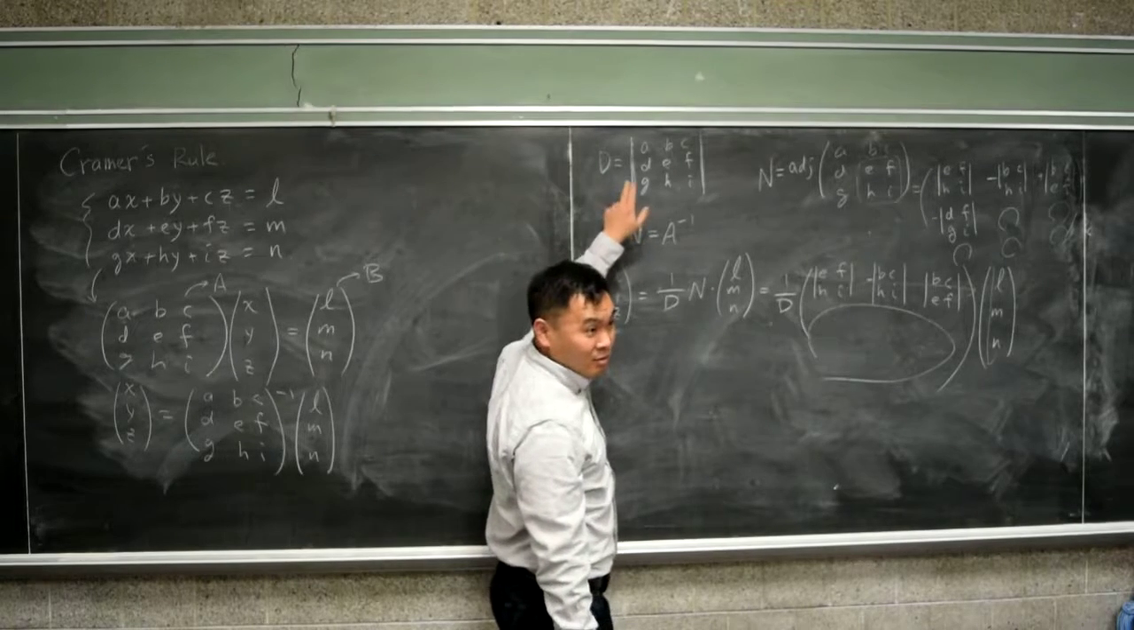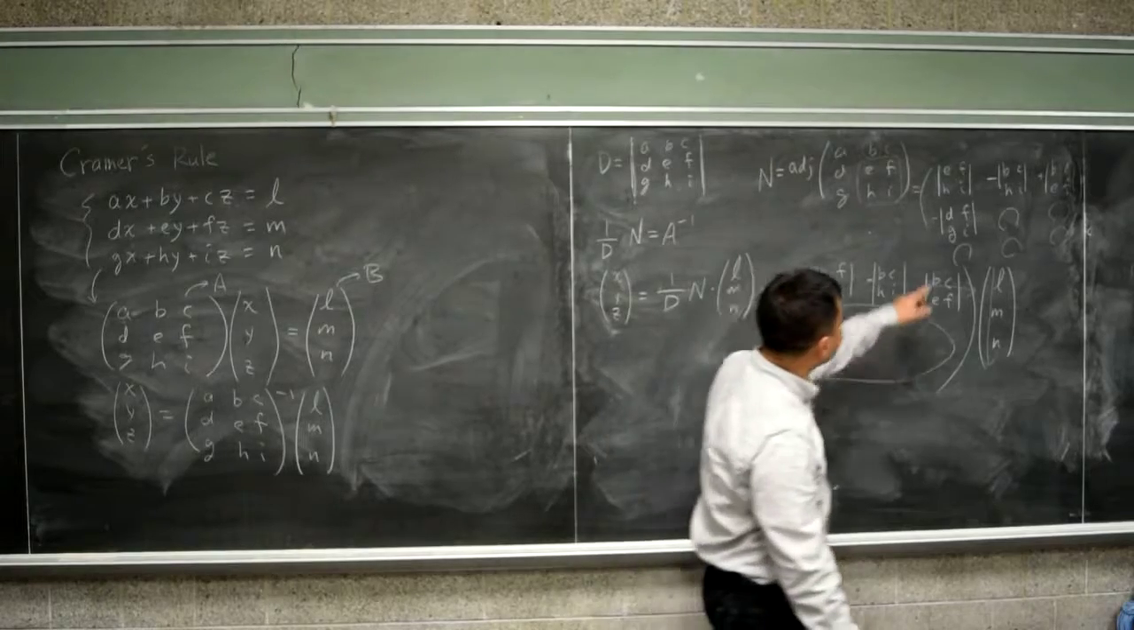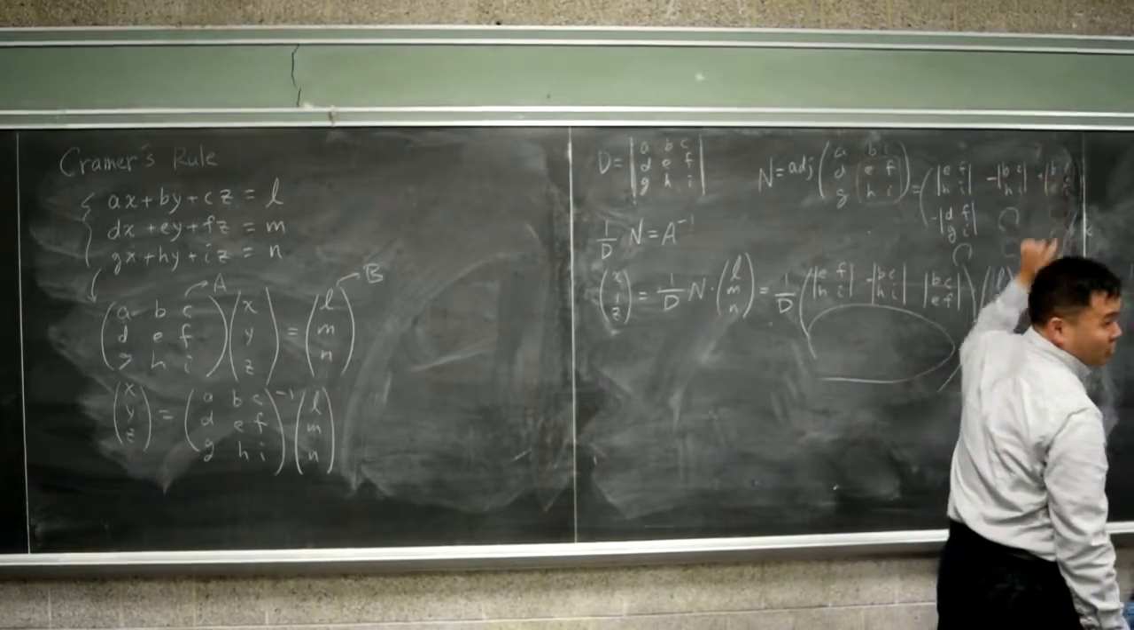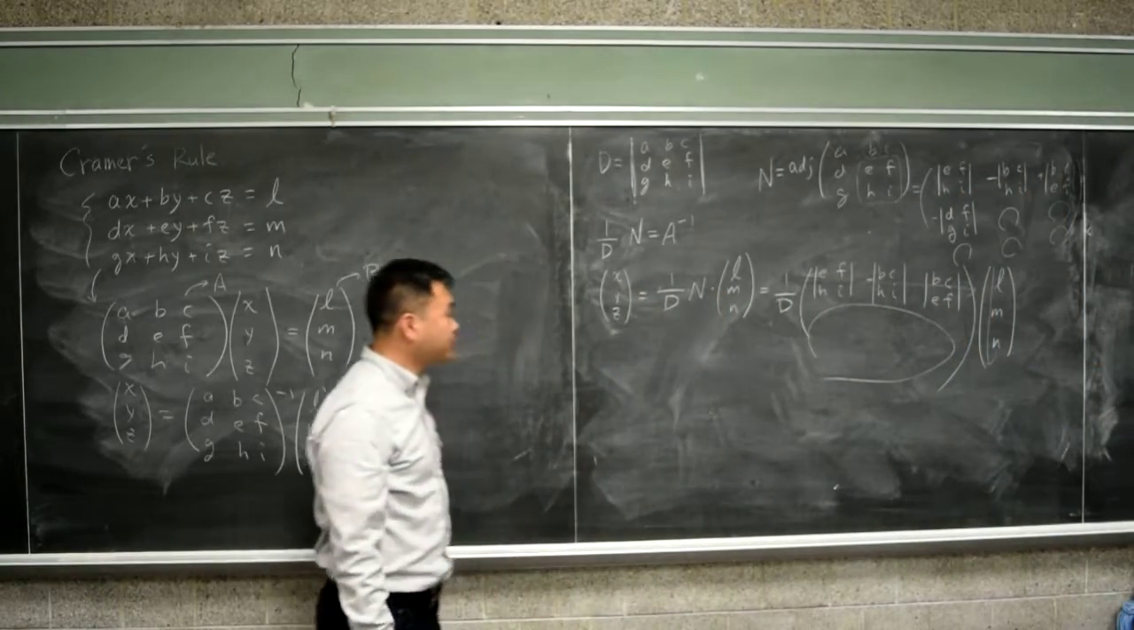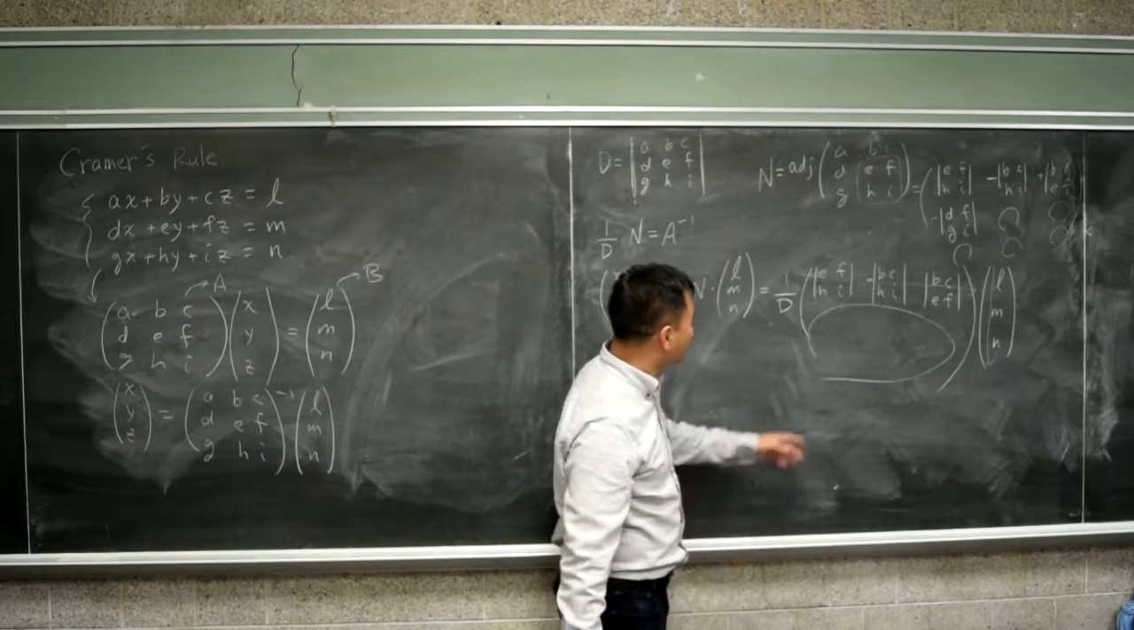This is a number. It's not a matrix. And these are all numbers. These are not matrices. These are numbers. All right, yeah, it's confusing.